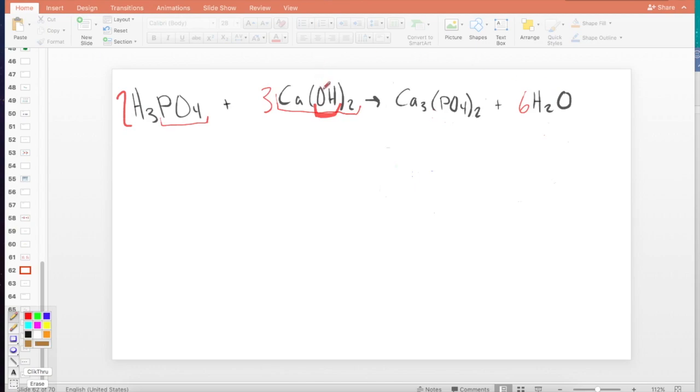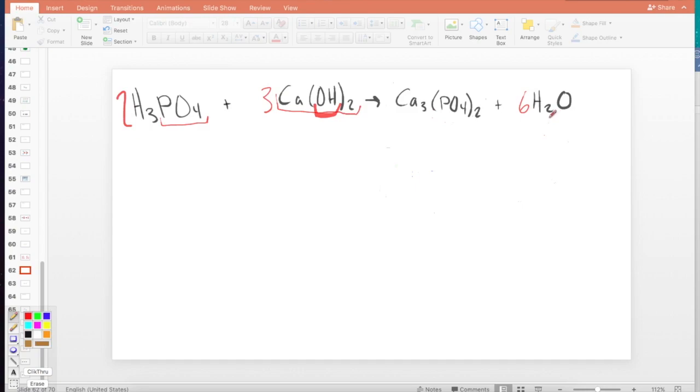So oxygen then only shows up right here and right here. How many oxygens do I have from this substance? Well, every piece of CaOH2 has 2 OHs, which has 1 oxygen each. So I have 2 oxygens, but I have 3 of these. Therefore, I would have 6 oxygens. How many oxygens do I have from my water on the right side? I have 6. Therefore, the oxygen is also balanced.